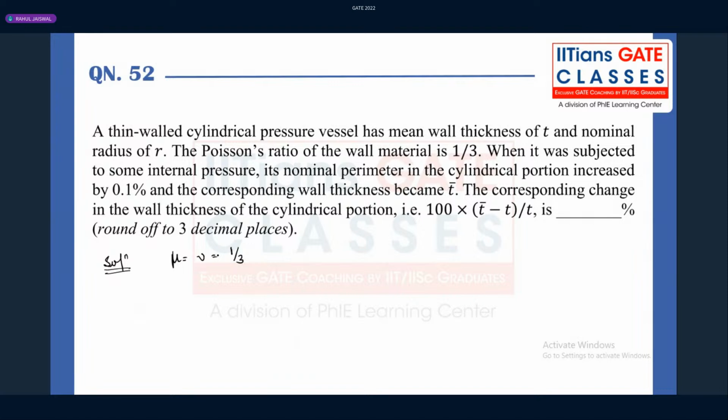parameter in the cylindrical portion is increased by 0.1 percentage. Correspondingly, wall thickness is T bar. The corresponding change in the wall thickness will be what? So the first time when they asked this question, it was not known to anyone because the concept is not being conveyed, right? So in this particular thing, we need to understand there is, apart from the hoop strain and longitudinal strain, one more strain that is called a radial strain. We have the radial stress also, which is nothing but pressure, but it is very, very small as compared to hoop stress and longitudinal stress, right?